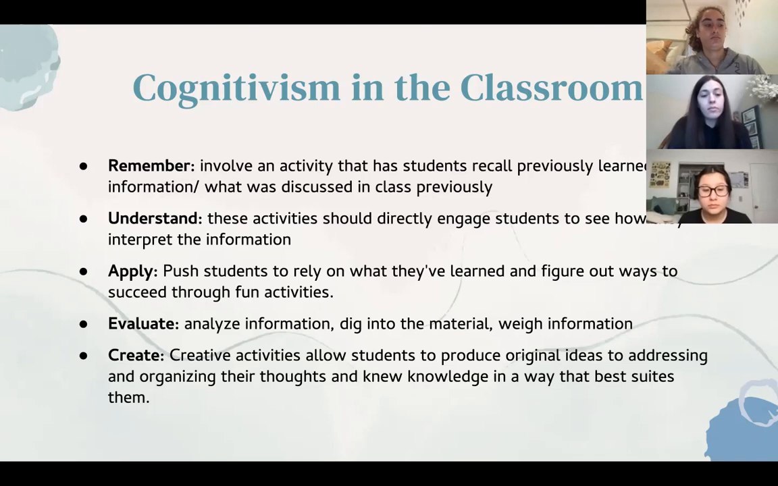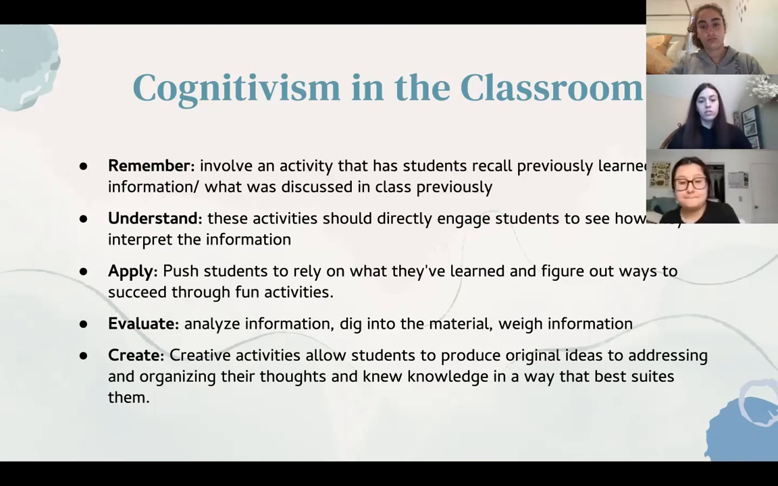The second is have them understand. So use activities that engage students and see how they interpret the information, see where the students are at. Then next would be apply, push your students to rely on what they've learned to figure out ways to succeed through fun activities. And then evaluate, have your students analyze information, dig into the material and weigh options in the information that you've learned. And lastly, create. Have creative activities that allow students to produce original ideas and so that they can address and organize their thoughts and new knowledge in the way that best suits them.